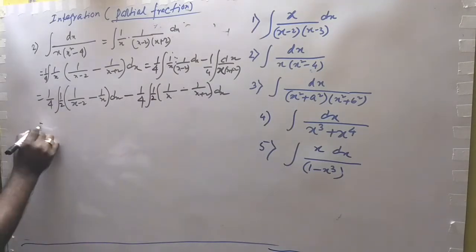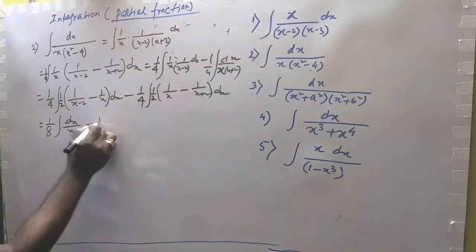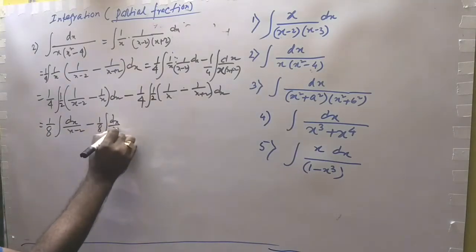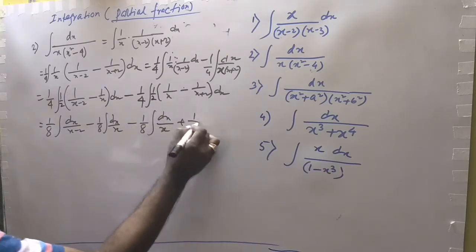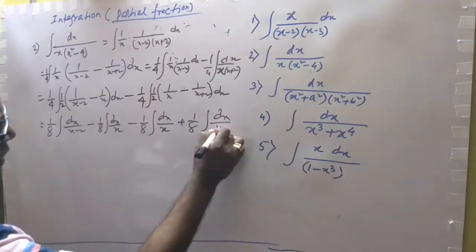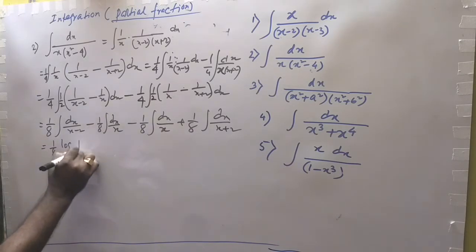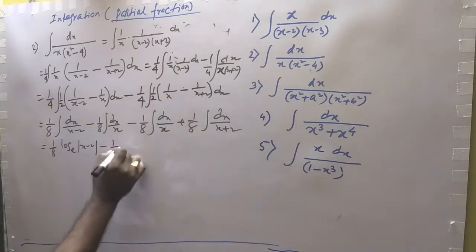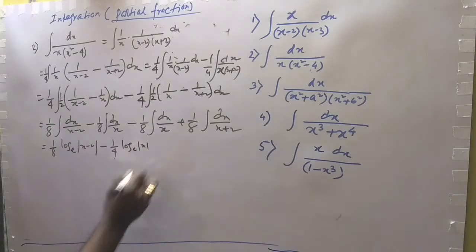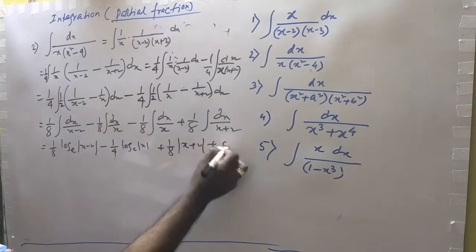Okay, that's all. Complete. Dx by x minus 2, 1 by 8. Dx by x, 1 by 8. Dx by x plus 2, 1 by 8. See there, 1 by 8. Log to the base e of x minus 2, 1 by 8 and 1 by 8. This is 1 by 4. So, write a single integral. Log to the base e, mod 1 by 8 and mod of x plus 2 plus c.